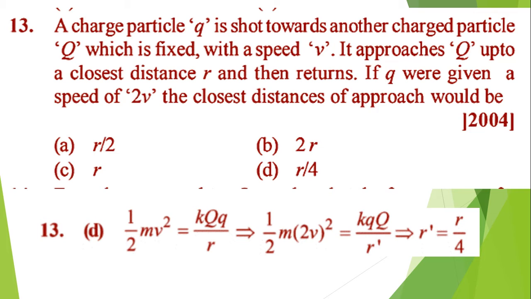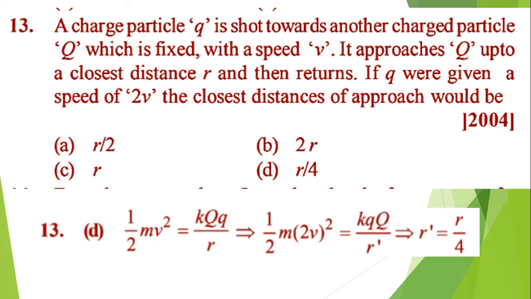Next, a charged particle small q is shot toward another charged particle capital Q, which is fixed, with a speed v. That means the small charged particle q is moving with speed v toward the other charge capital Q, which is at rest. It approaches capital Q up to a closest distance small r and then returns.